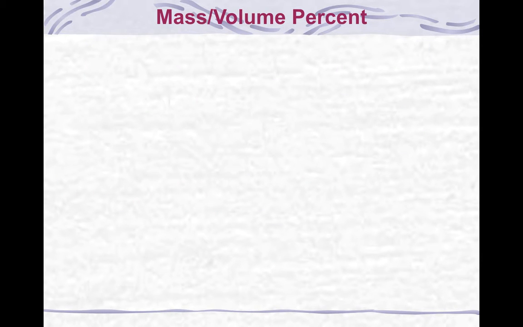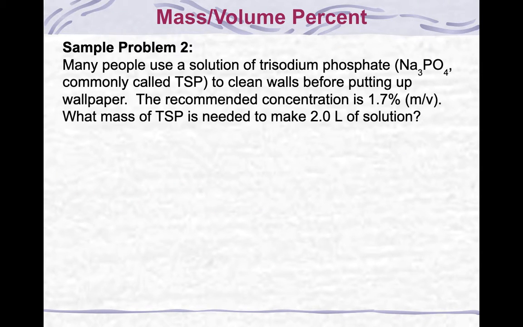Let's look at another example. Many people use a solution of trisodium phosphate, Na3PO4, commonly called TSP, to clean walls before putting up wallpaper. At least they did a while ago. I'm not sure anyone still uses wallpaper. But the recommended concentration is 1.7% mass volume. So what mass of TSP is needed to make 2 liters of the solution?